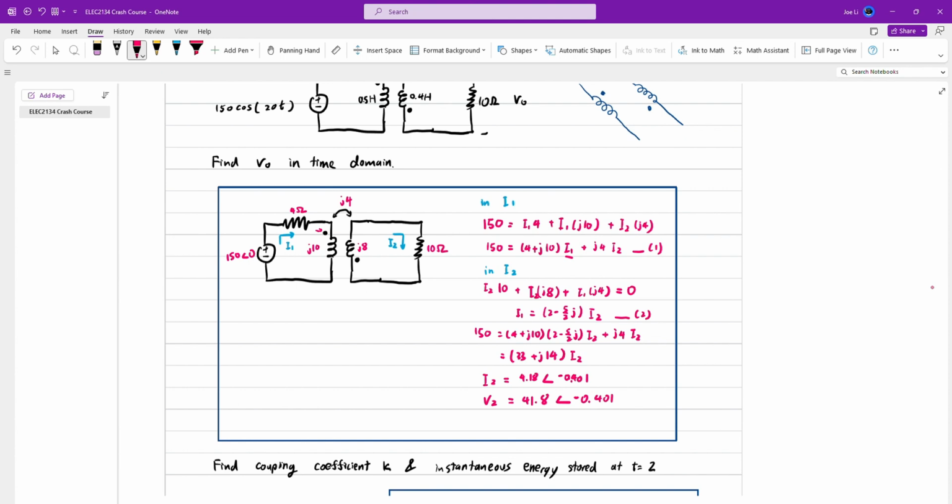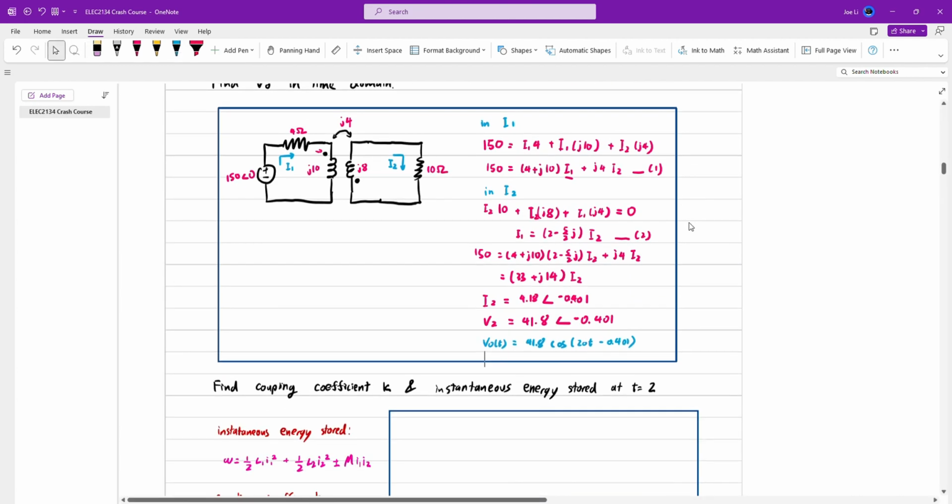There's no capacitor or inductor. So transferring it back to the time domain, which I will use blue for, in the time domain this is going to equal 41.8 times cosine of 20t minus 0.401. That is our V2(t) in the time domain. We can call it V0(t), just to make it look cooler. Okay, now we have our first question done.